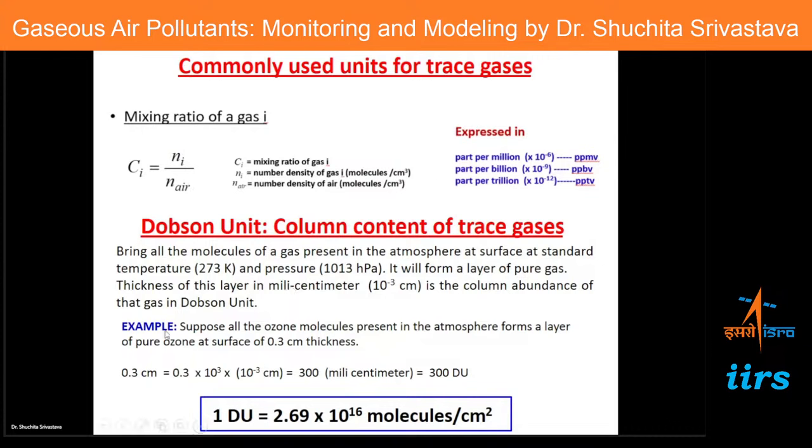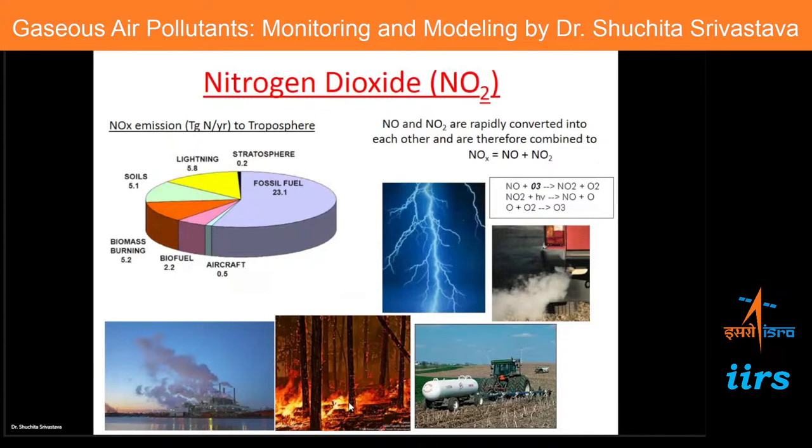An example is given here. Suppose all the ozone molecules present in the atmosphere form a layer of pure ozone at the surface of 0.3 centimeter thickness. Then 0.3 centimeter will be equal to 300 millicentimeter. So this indicates that ozone is present at 300 Dobson units. One Dobson unit contains 2.69 × 10⁻⁶ molecules per centimeter square.